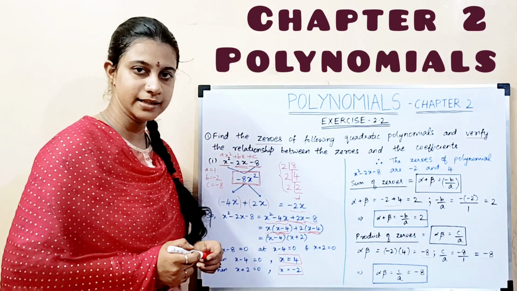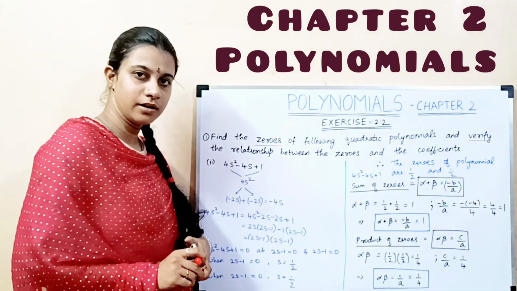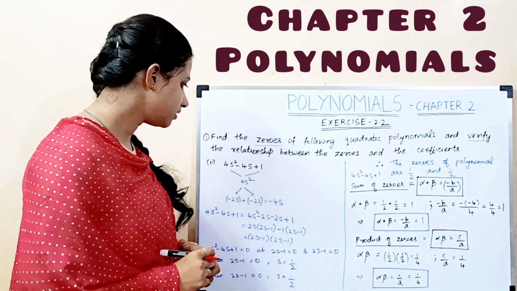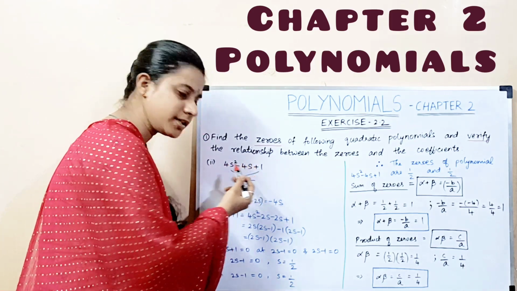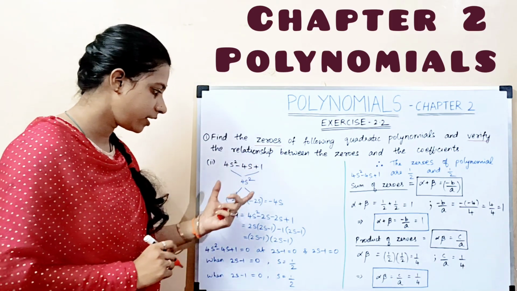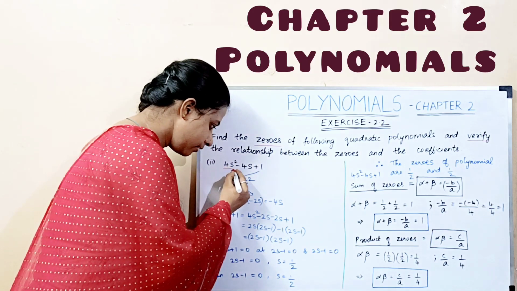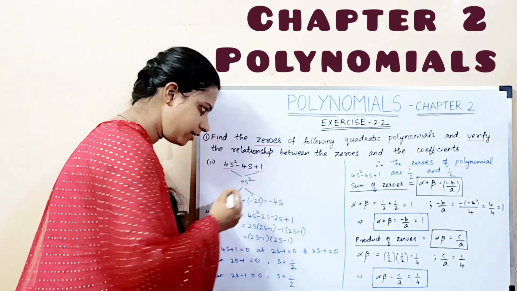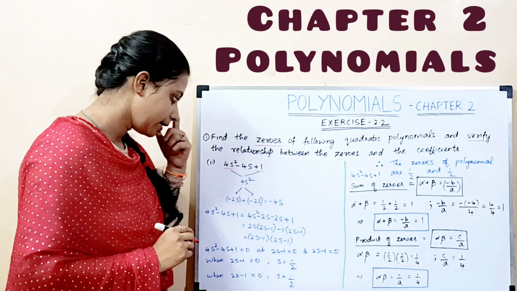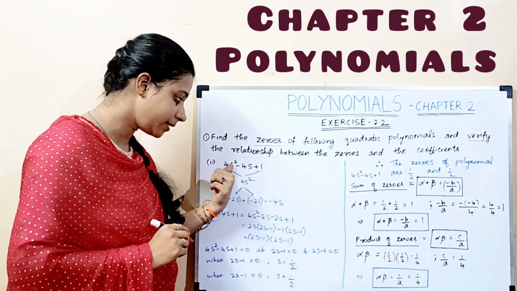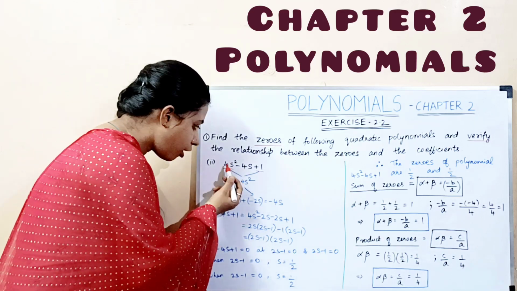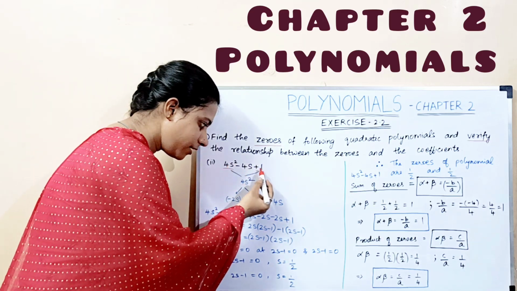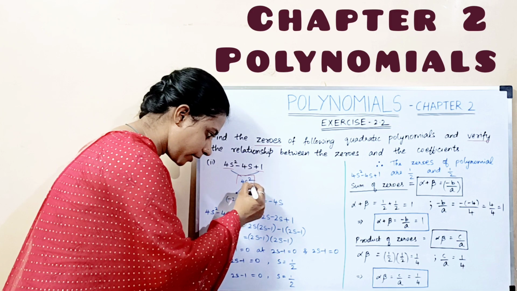Now let's move to the second subdivision of this question. In the second subdivision, the quadratic polynomial given is 4s square minus 4s plus 1. So what we are going to do, we will multiply the s square term and the constant term. Here we see that the variable given is not x, it is s. So on multiplying 4s square and 1, we get 4s square.